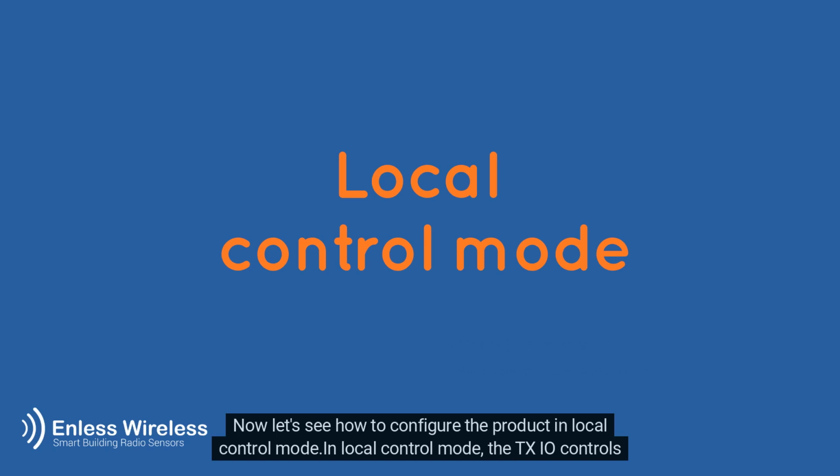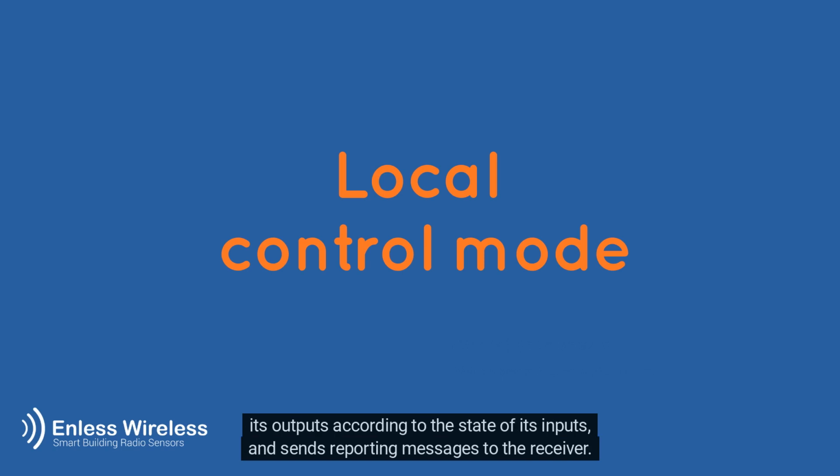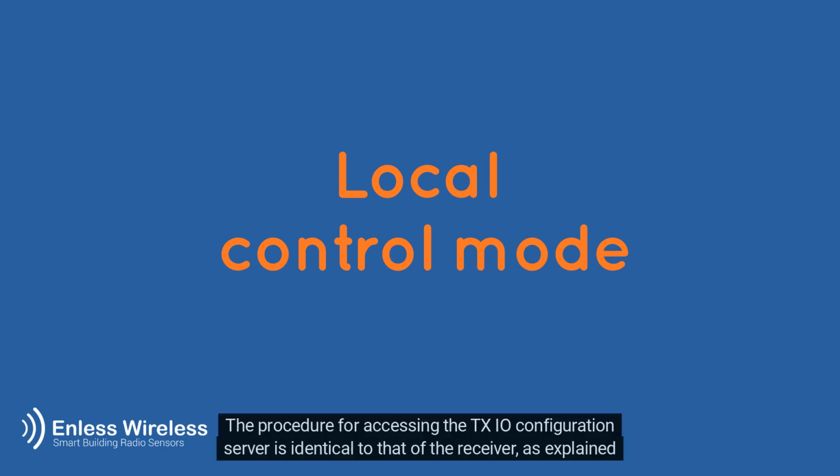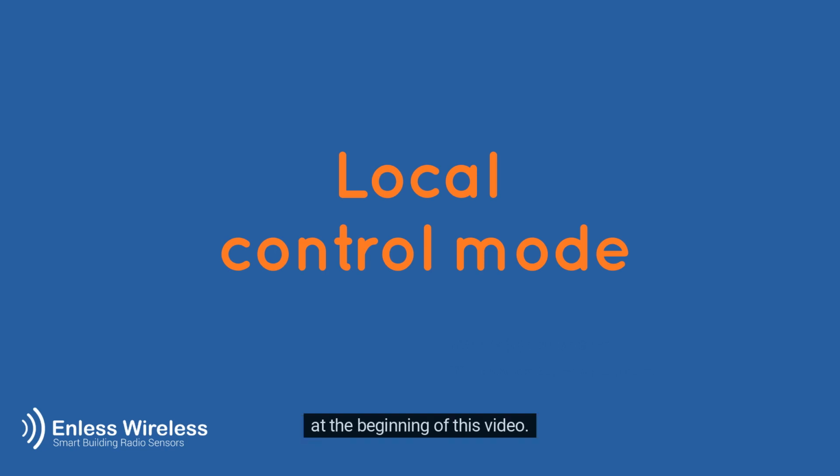Now, let's see how to configure the product in local control mode. In local control mode, the TXIO controls its outputs according to the state of its inputs and sends reporting messages to the receiver. Configuration in local control mode is carried out from the server embedded in the TXIO. The procedure for accessing the TXIO configuration server is identical to that of the receiver, as explained at the beginning of this video.